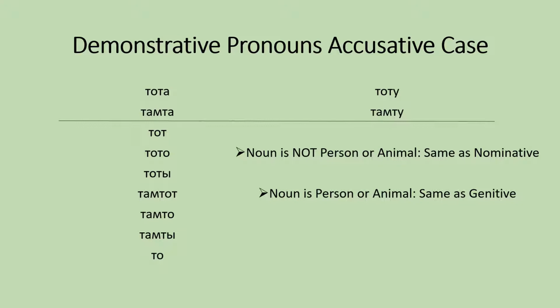If the noun is not a person or an animal, the accusative case of the demonstrative pronouns is the same as the nominative case. However, if the noun is a person or an animal, the accusative case of the demonstrative pronouns is the same as the genitive case.